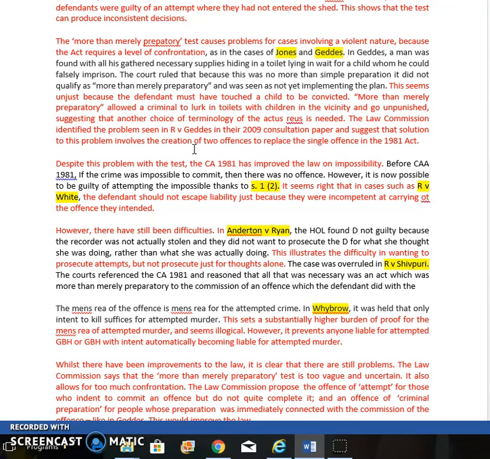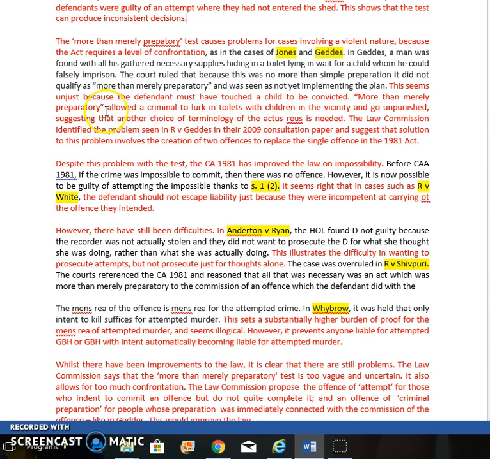Another problem with this more than merely preparatory test is that it requires a level of confrontation, as you can see in the cases of Jones and Geddes. In Jones, he had to get in the car and point a gun at someone's head before the action was more than merely preparatory. And in this famous case of Geddes, the guy was fully equipped, waiting, lurking in a toilet, and that was simple preparation. So these cases illustrate a problem here, particularly Geddes.